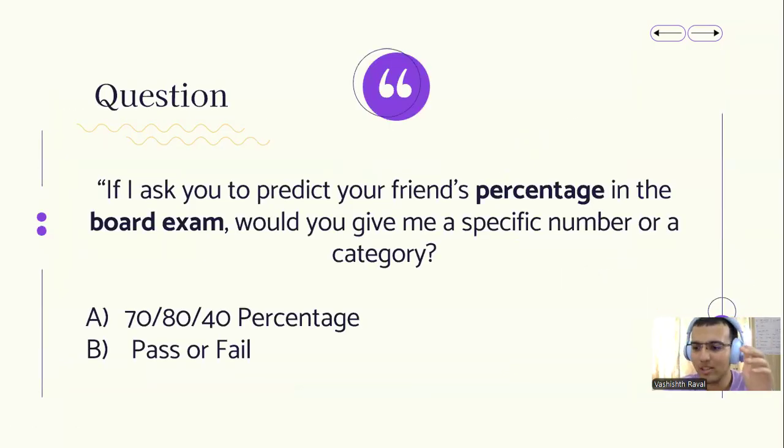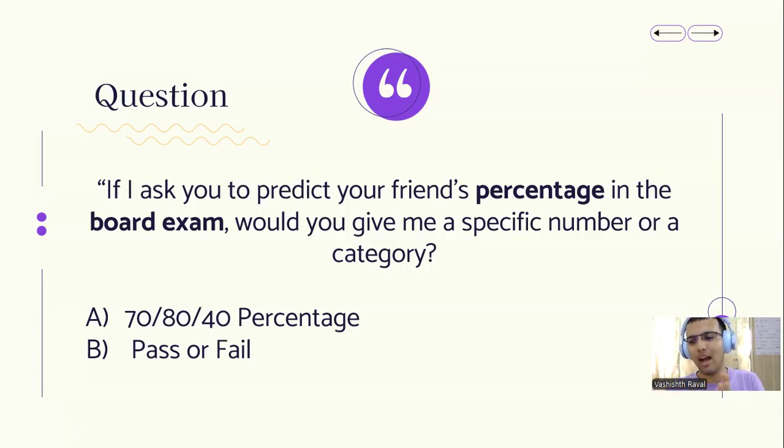So this is the question for you. If you're able to answer this question, your understanding of regression and classification is almost cleared. The question is, if I ask you to predict your friend's percentage in the board exam, would you give me a specific number or a category? A number means 70%, 80%, or 40%, and a category means pass or fail. The answer that comes into your mind is clear, of course, percentage. If I want to predict the percentage of my friend, it would be a numeric value, right?